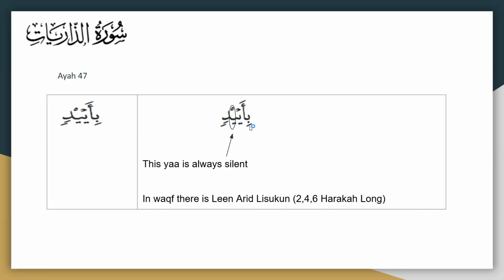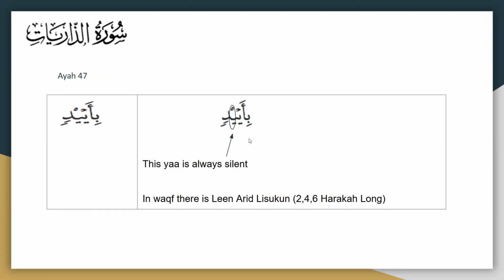mad leen arid lisukun, because there is a leen. Ya sakina preceded by fatha is a leen letter, and you will be stopping on the dal, turning it into sukun, a sakin letter. So this will be mad leen arid lisukun. So this can be stretched for 2, 4 or 6 harakat long.